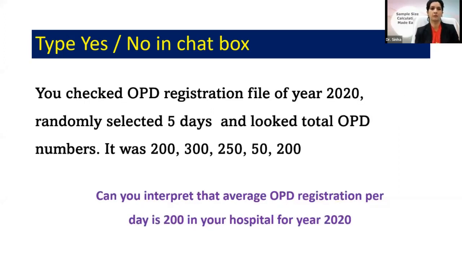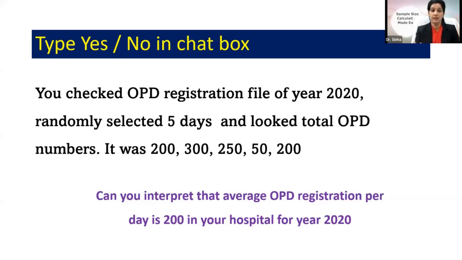Now see this third question. Again, the option is yes or no. You check the OPD registration file for the year 2020 and randomly select 5 days, and you look at those OPD numbers. It was 200, 300, 250, 50 and 200, for any 5 days.